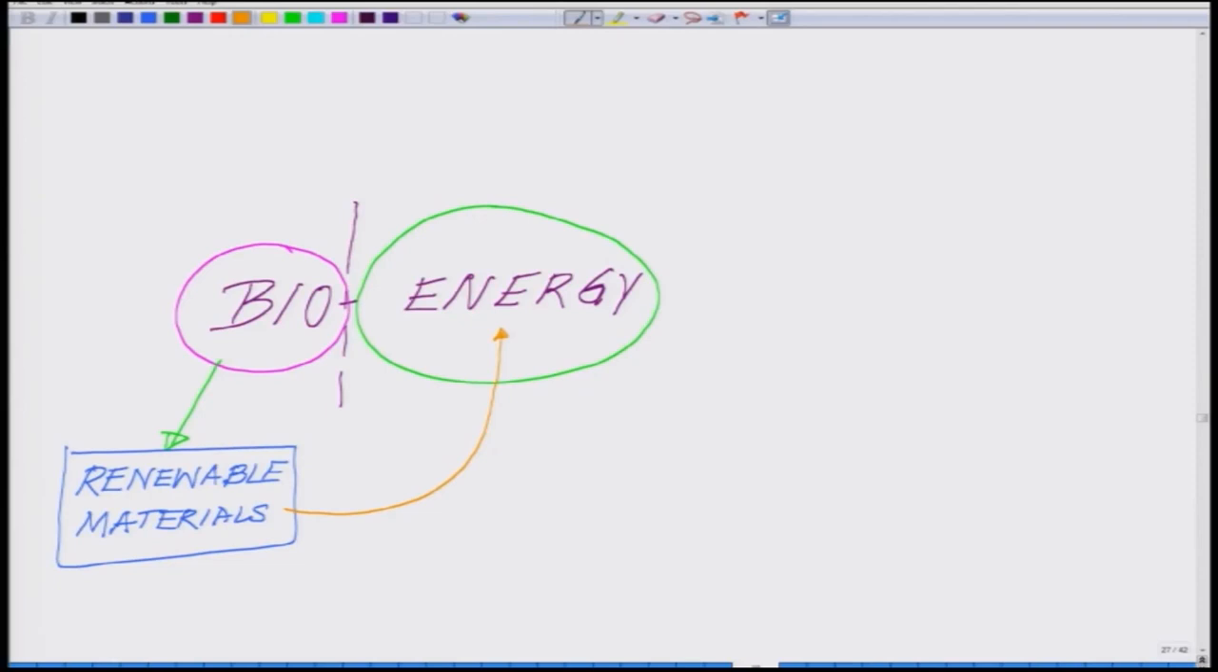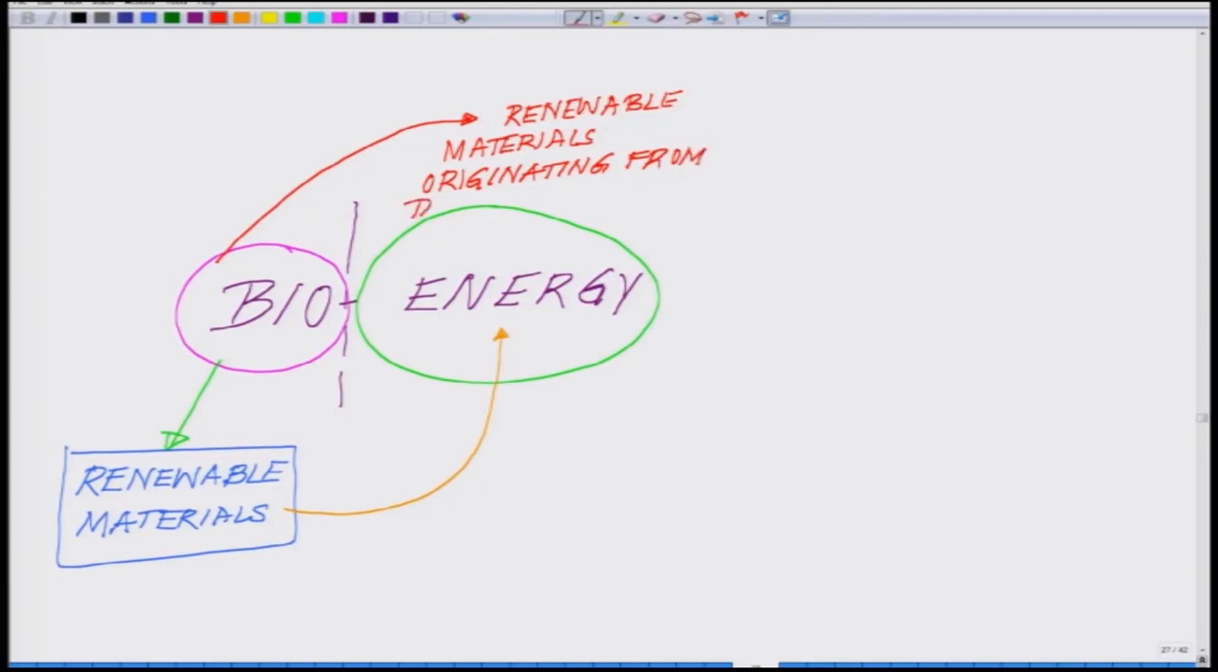Now, first of all, let's classify the different kinds of materials of biological origin. Those could be classified as renewable materials. Get this concept in your brain: renewable materials originating from different life forms. Those are called biomass, and this biomass is used to harvest energy.